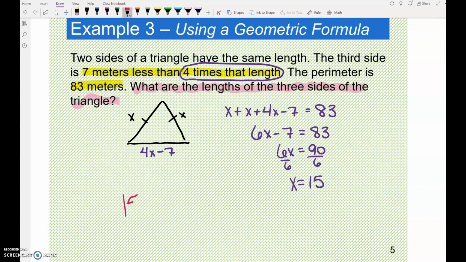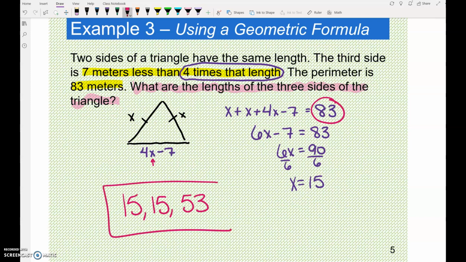The lengths are 15, 15, and to find the third length, you can either plug 15 in and do 4 times 15 and then minus 7, or you can think about 83 minus 30. The third length is 53. And we should probably put meters somewhere in there.